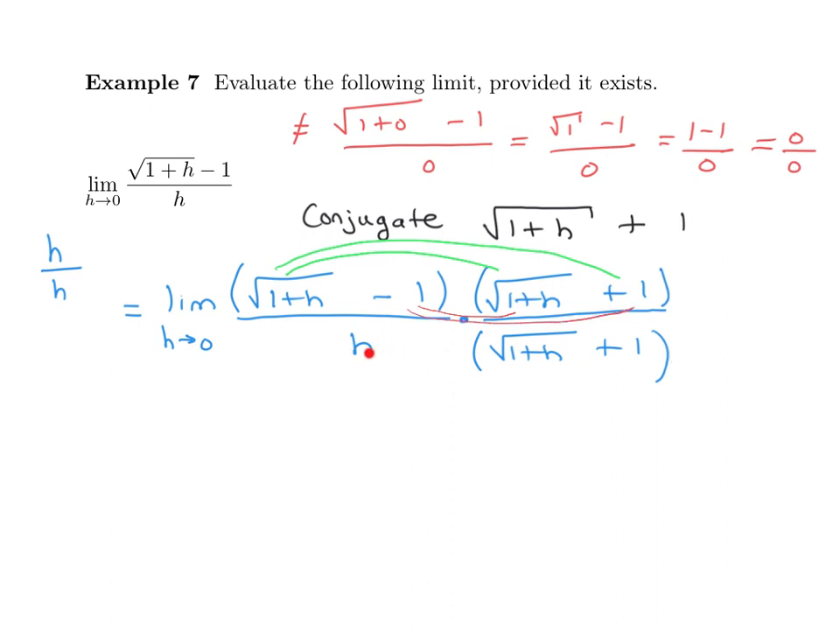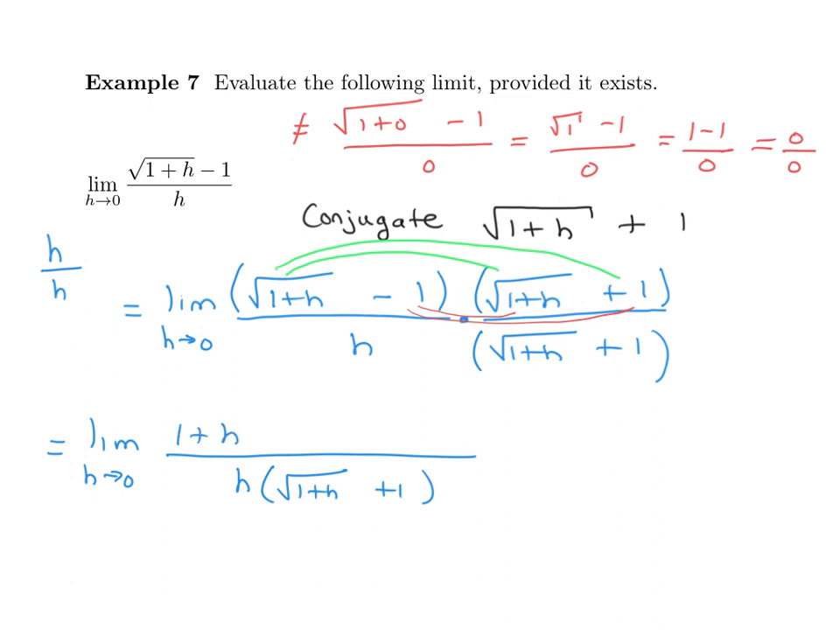In the denominator, I'm just going to multiply these two things together, but I will not distribute this h in. And the reason is, at some point, I'm going to want to cancel that h. So this looks like the limit as h goes to 0 of, so my denominator is h times the square root of 1 plus h plus 1. In the top, when I take this and multiply it to this, we're squaring the square root of 1 plus h. So this times this is actually just 1 plus h.